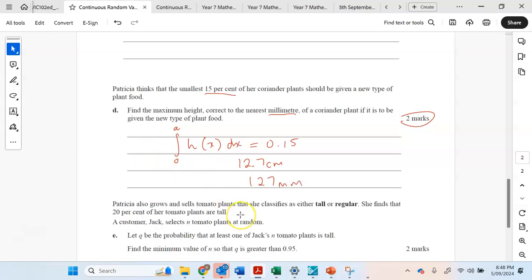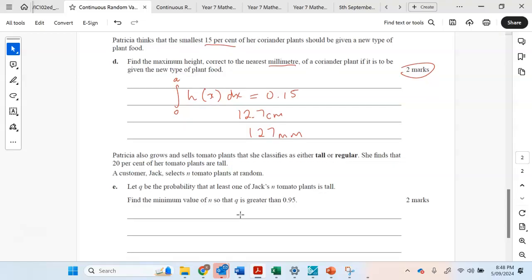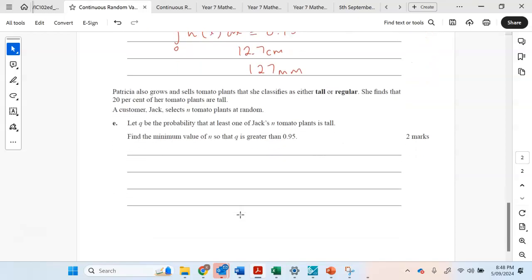All right, so not an overly difficult question, but I would hate to lose a mark just because I didn't put my answer in millimeters. That's stupid. Anyway, personal opinion. All right, now we get into the discrete parts. I'll explain what gives it away as being discrete.